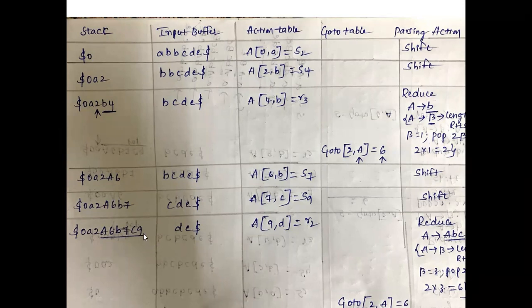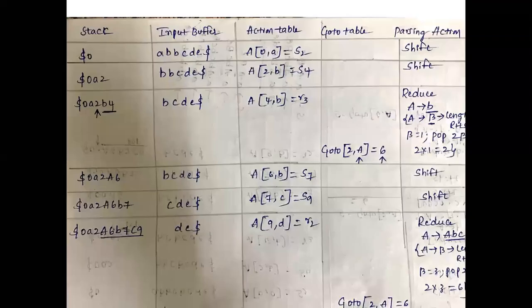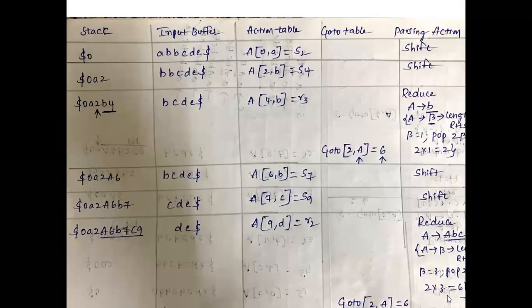Now the action of 9 comma D. From the table, action of 9 comma D is R2, that is reduce 2. What is production number 2 from the given grammar? Production number 2 is A tends to ABC. We are mapping this with A tends to beta. Beta is the length of the RHS, and here the length is 3. Now pop 2 beta, that is 2 into 3, 6. We need to pop 6.